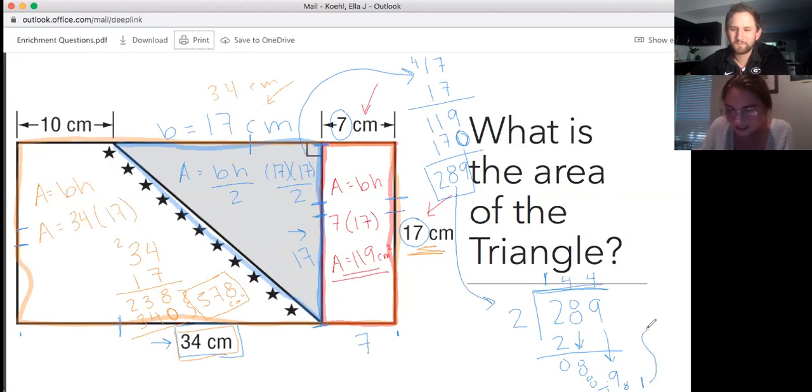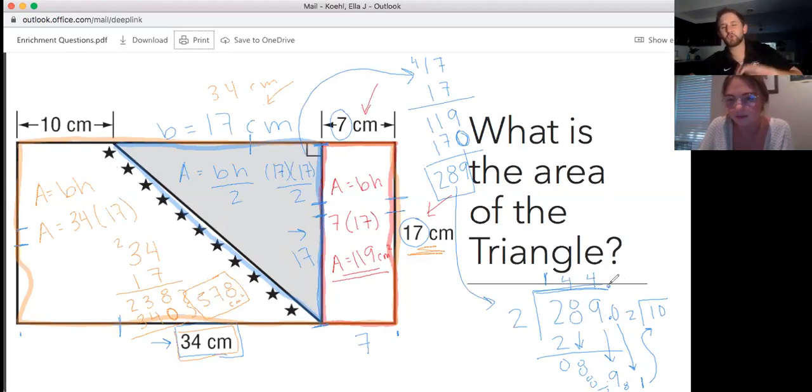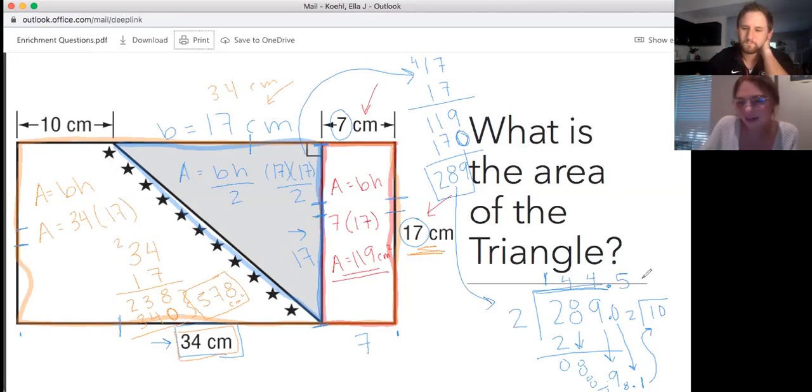So then we just got to do 10 divided by 2, right? Because we'll bring down this 0, and we had 1. That's called annexing a 0. Thank you for that definition. I didn't even know that was a thing. Annexing. Snazzy word. All right. 2 goes into 10 how many times? 5. So it is 144.5 centimeters squared as the area for our triangle.